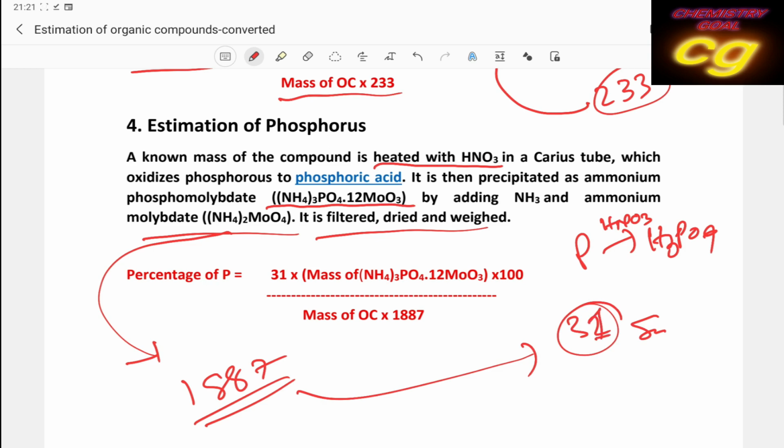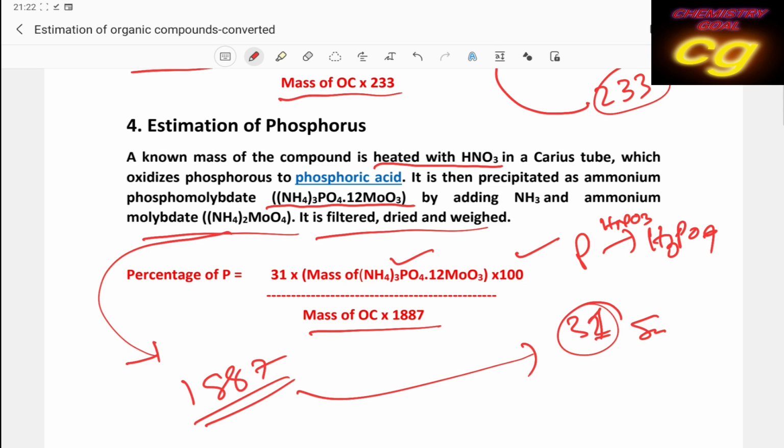The atomic mass of phosphorus is 31, by mistake I said 32 earlier. So the formula is 31 into the mass of ammonium phosphomolybdate produced into 100, divided by the mass of organic compound into the molar mass, 1887. Always this formula is the same, only you have to remember the data. This gives the percentage of phosphorus present in the organic compound.